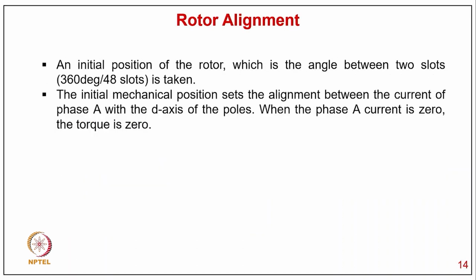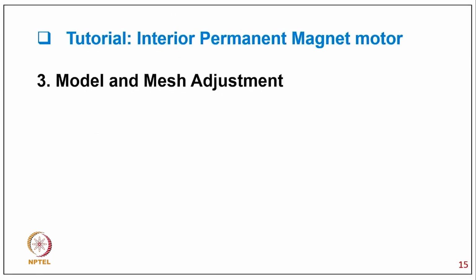For the initial position of the rotor, the angle between two slots, 360 degree by 48, is taken, and the initial mechanical position sets the alignment between the current of phase A and the D axis of the pole. When the phase A current is 0, the torque is 0.